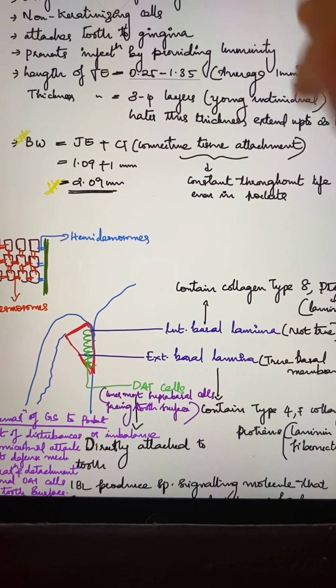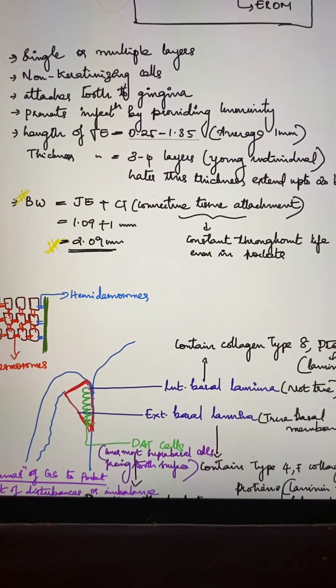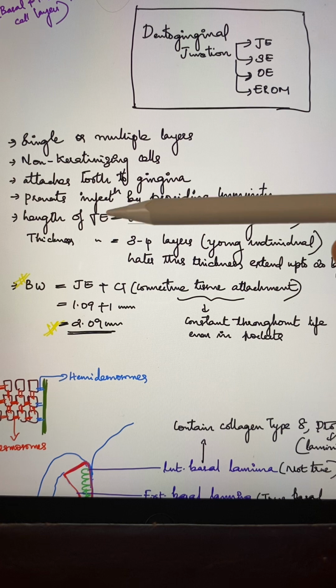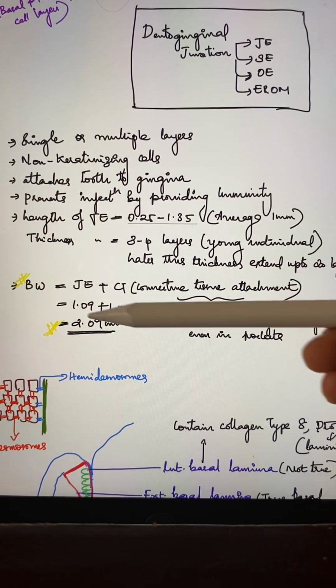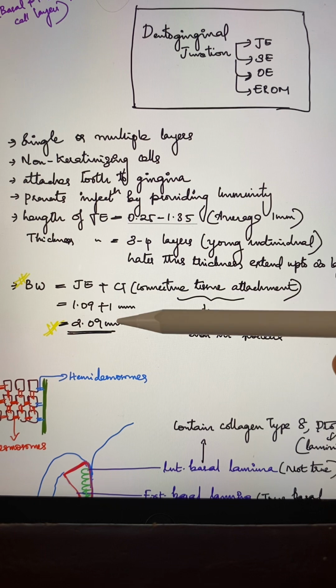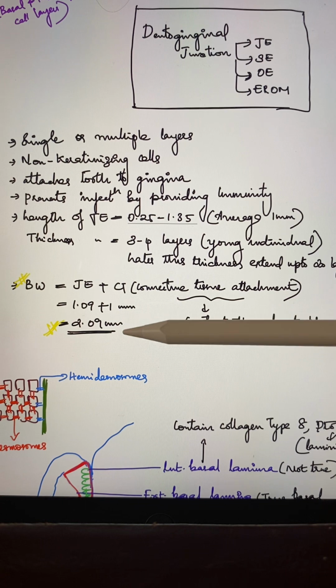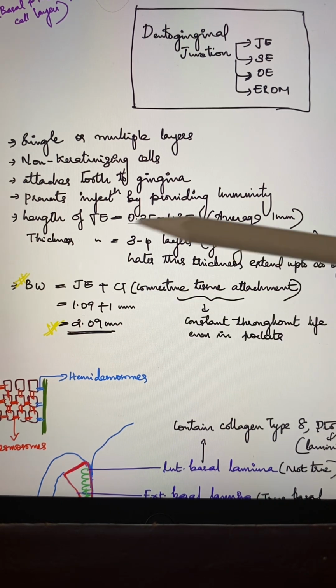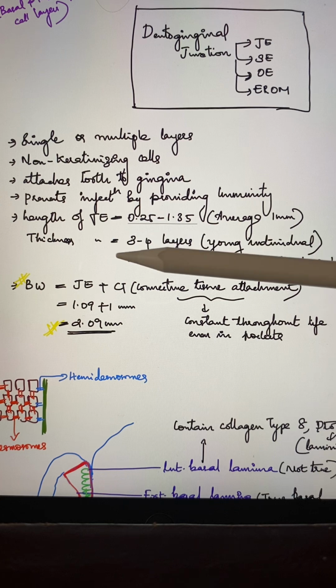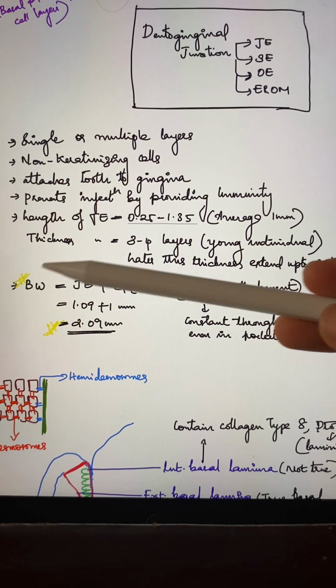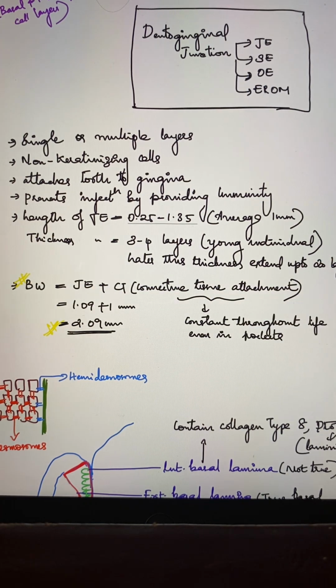When we discussed the anatomy of the gingiva, we mentioned the biological width. This biological width is the junctional epithelium plus the connective tissue, that is, the epithelial attachment plus the connective tissue attachment. The junctional epithelium length is about 1 mm, and the connective tissue attachment is 1 mm, so overall 2 mm is the biological width. The connective tissue attachment is constant throughout life. Even in a pocket case, this 1 mm is constant. So the biological width is 2 mm.